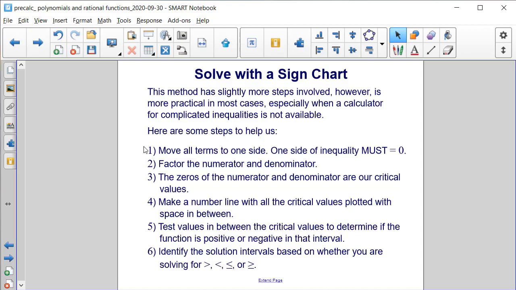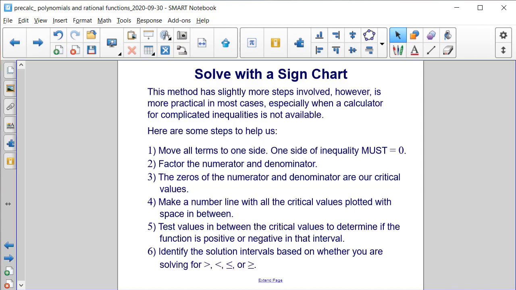Then we're going to make a number line with all of these critical values plotted with some space in between. And then we're going to test values in between these critical numbers to determine if the function is positive or negative in that interval. Based on whether we have positive or negative outputs, we can then identify the solution intervals of where the rational function is greater than, less than, or equal to, or greater than or equal to 0. So again, we're going to use these steps to help us determine what the function behavior is.